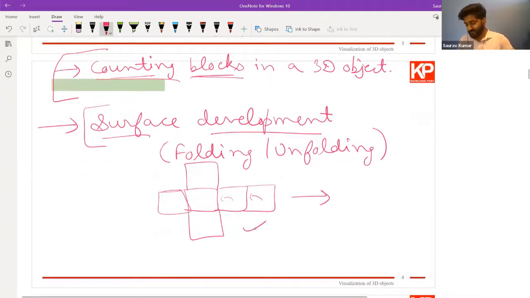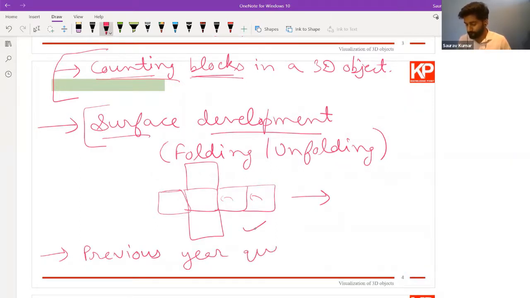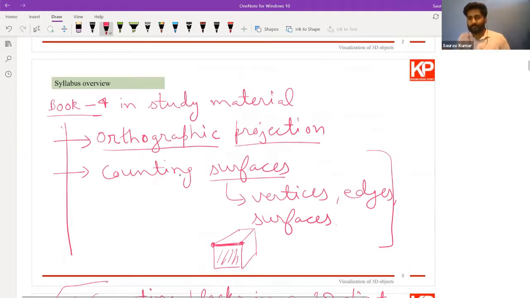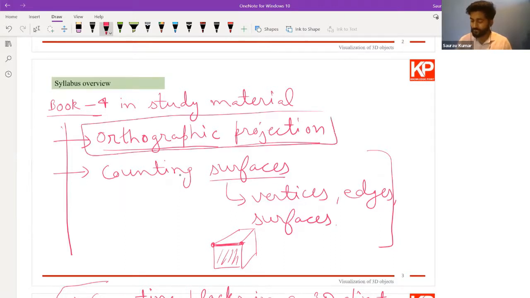And after all this, we'll look at some of the previous year questions. So in these 2 slides, the overview that I gave you is about the visualization of 3D objects. In today's class, we will cover the first one, orthographic projections. So the structure would be, I'll tell you the concepts of orthographic projection. After that, we'll together solve some practice questions. And then after that, we'll look at some of the previous year questions. So we'll try those questions also.